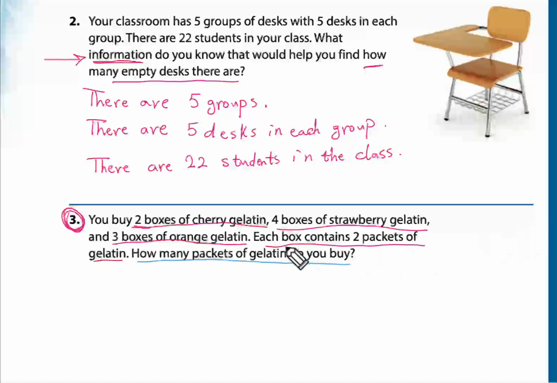We have here, each box contains 2 packets. So you can think, oh yes, I should multiply by 2. But what number are we going to multiply by 2? Yes, the total number of boxes. So you can find the total number of boxes that you bought. The first thing, we add 2 plus 4 plus 3 to find the total number of boxes that we have. Then in the second step, we multiply this number of boxes times 2, because each box contains 2 packets.